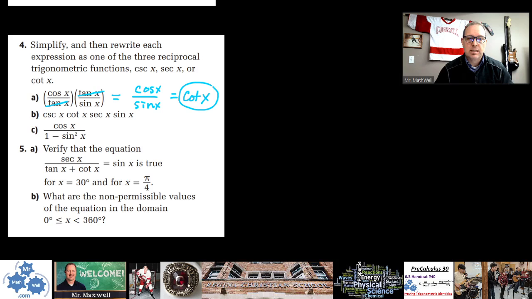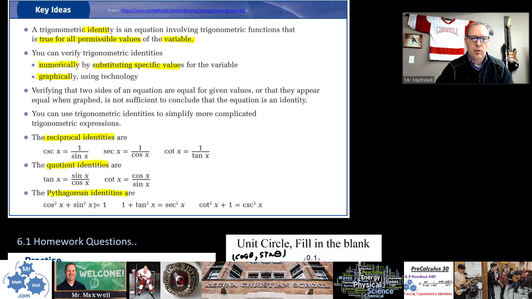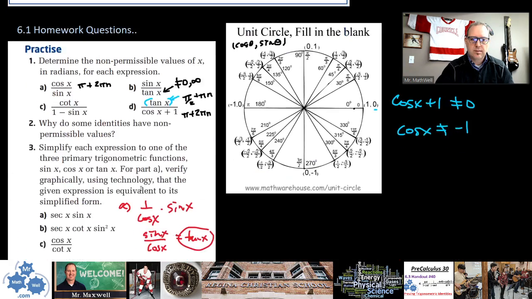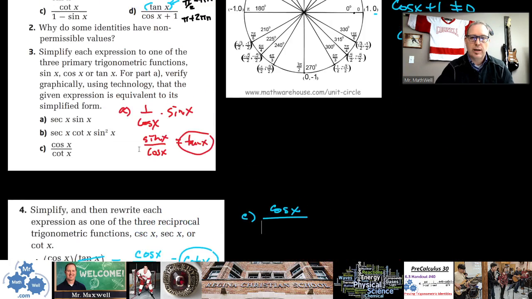Okay. What about C? Let's take a look at C. So C is cos x over 1 minus sine squared x. Let's go back to the key ideas here. So 1 minus sine squared, was it? 1 minus sine squared. Okay.